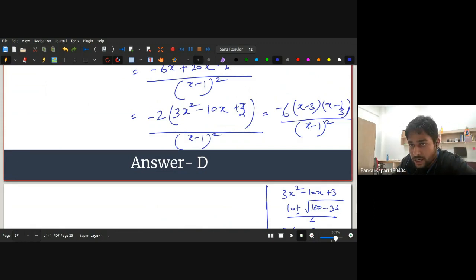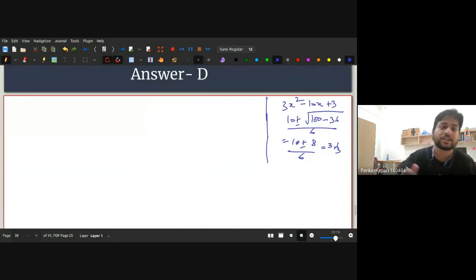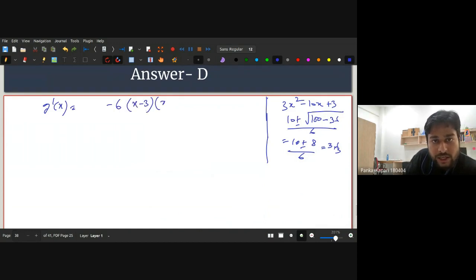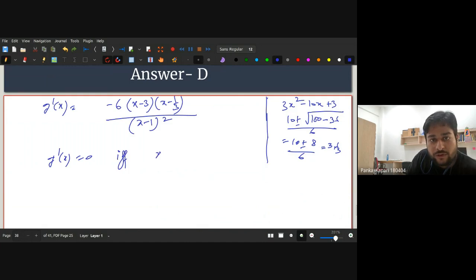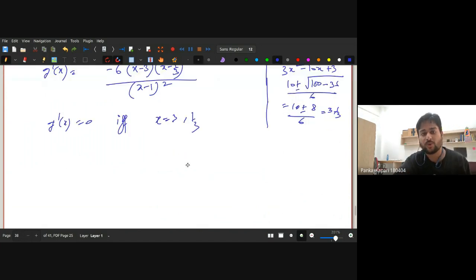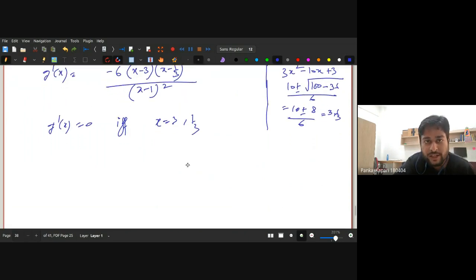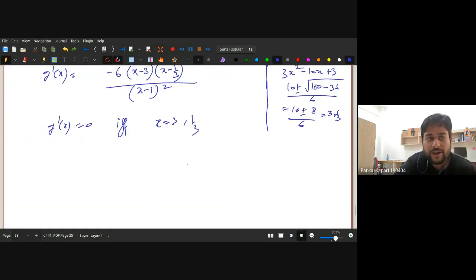Now you can see that we have two critical points, right? The derivative will become 0. So what is the derivative? Let me write once more. The derivative was −6(x − 3)(x − 1/3) divided by (x − 1) whole square. Now notice that the derivative becomes 0 if and only if x is 3 or 1 by 3, right, at this point. So 3 is a point of extrema, but we have to find its nature.